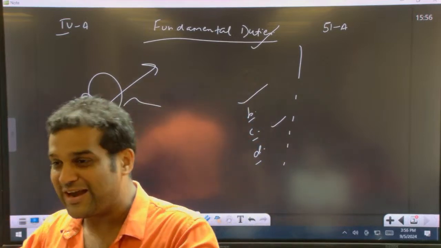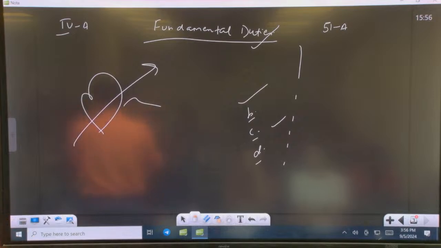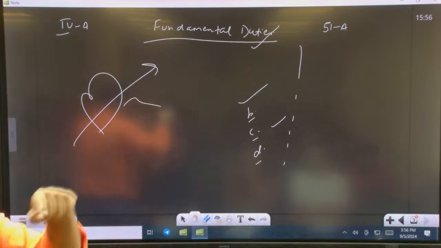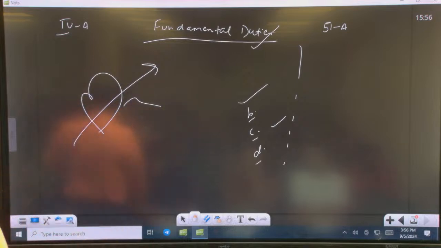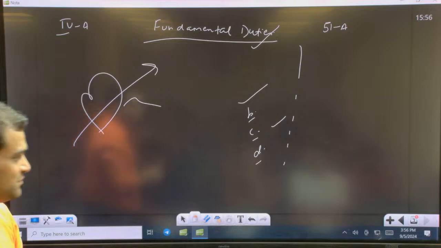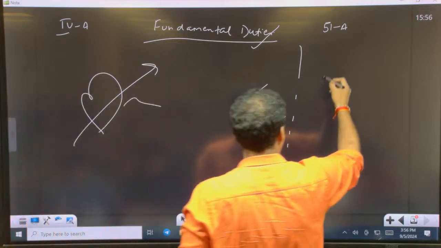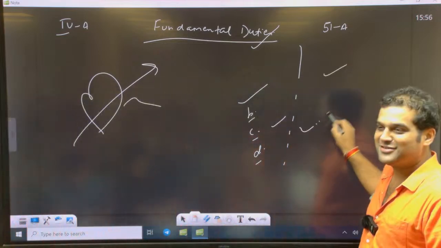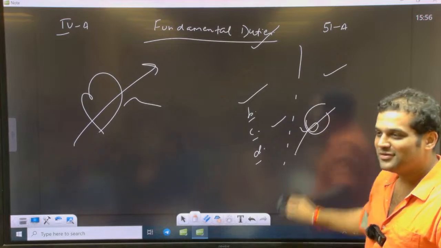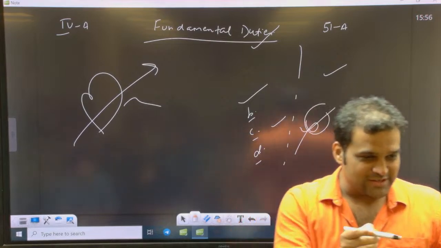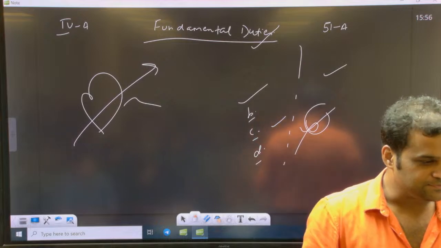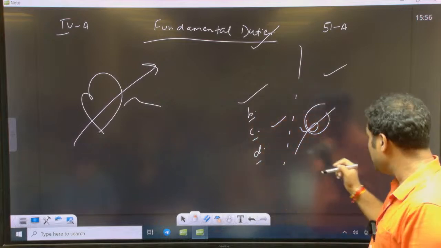So instead of getting 2 marks, you'll get minus 0.66. It's an ethical principle. It's a good thing to do, but it's not a fundamental duty. It's not written in the Constitution. So we have to go by what's written in the Constitution and not by our own imaginary things. Someone says, if someone sends you a friend request, you must accept it. Is this a fundamental duty? No. We have to only follow what is written in the Constitution. Getting my point?